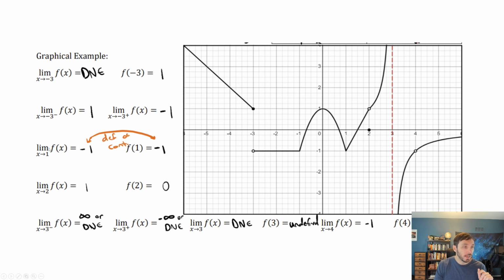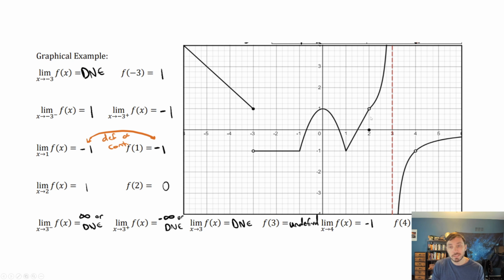You can see here that if we approach 1, that looks like a suspicious moment on our graph, but it's not. It's just a cornery looking thing. It's continuous there. So we have both the limit and the f of value as the same thing. It's continuous at that moment. So the limit and the exact value are both -1.